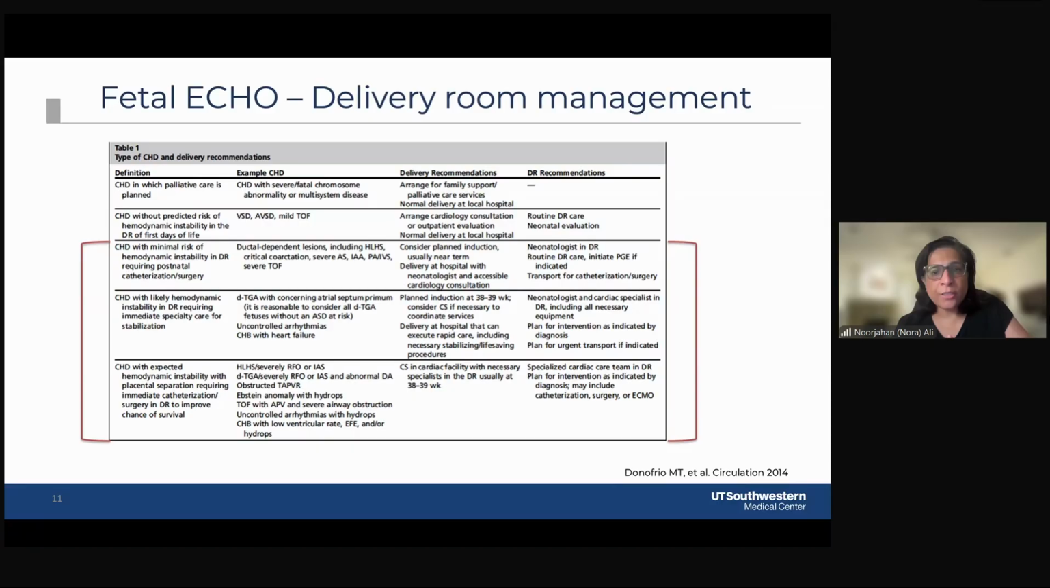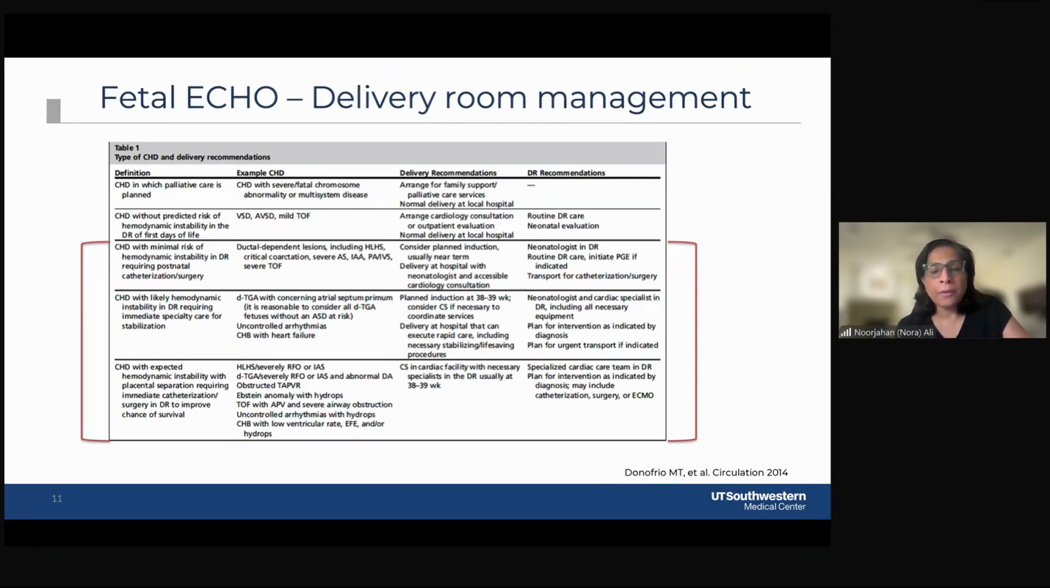Now, these are lesions where you want to make sure every single resource is there as soon as the baby's born. So these are the ones you're not necessarily going to induce. They're going to be the very scheduled C-section where you ideally want to be as close to term as possible. You may need to have your specialized cardiac team in the delivery room with you, or have the baby quickly escorted to where the baby needs to be.